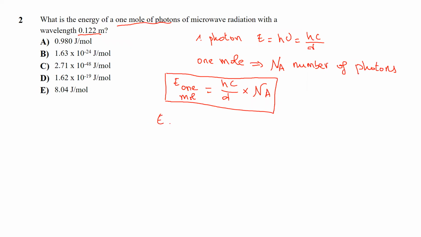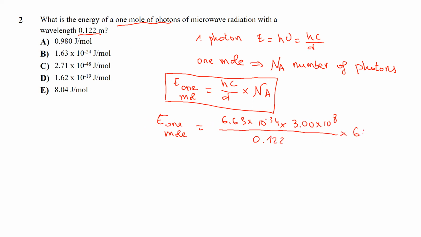So let's calculate it. The energy for 1 mole will be equal to h, 6.63 times 10 to the power -34, times 3.00 times 10 to the power 8, divided by lambda here in meters, 0.122, and here multiply by the Avogadro number, 6.022 times 10 to the power 23. And this is equal to 0.980 joule, and this is per mole. Okay, so the answer is A.